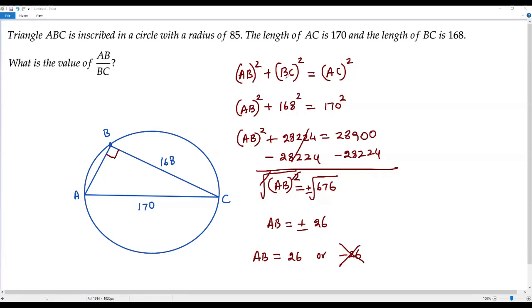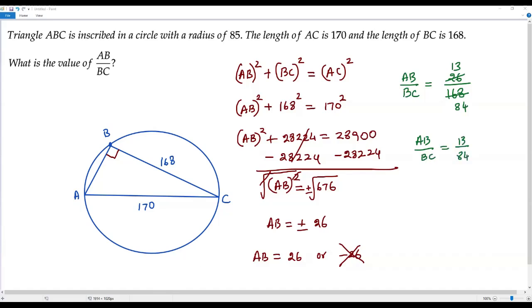Okay, now I got the length of AB. Our aim is to find the value of the fraction AB over BC. Let me write it, AB over BC, which is equal to, so the length of AB is 26 and the length of BC is already known, it's 168. It's given in the question itself. The greatest common divisor for 26 and 168 is just 2. 2 goes into 26 13 times and 2 goes into 168 84 times. So we get AB over BC equals 13 over 84.